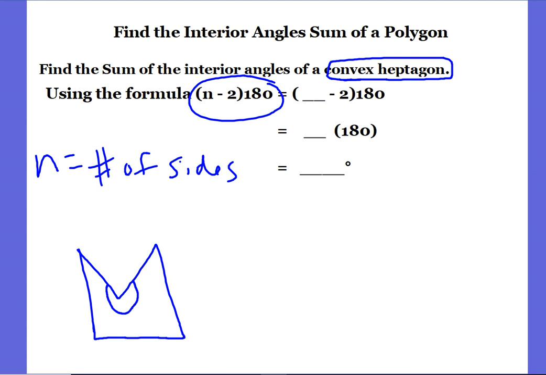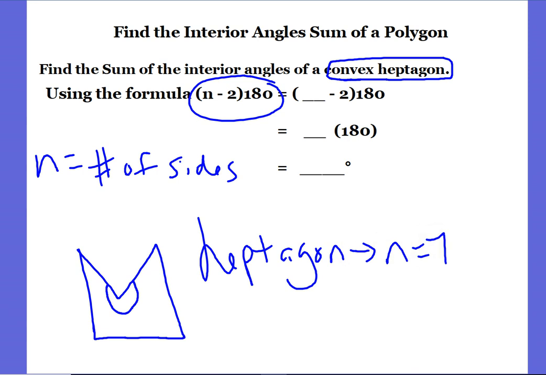So for a convex heptagon, remember a heptagon means that n equals 7. The number of sides would be 7 for a heptagon. And we would take 7 minus 2 times 180. So that's really 5 times 180. And when we take 5 times 180, we end up getting 900 degrees.